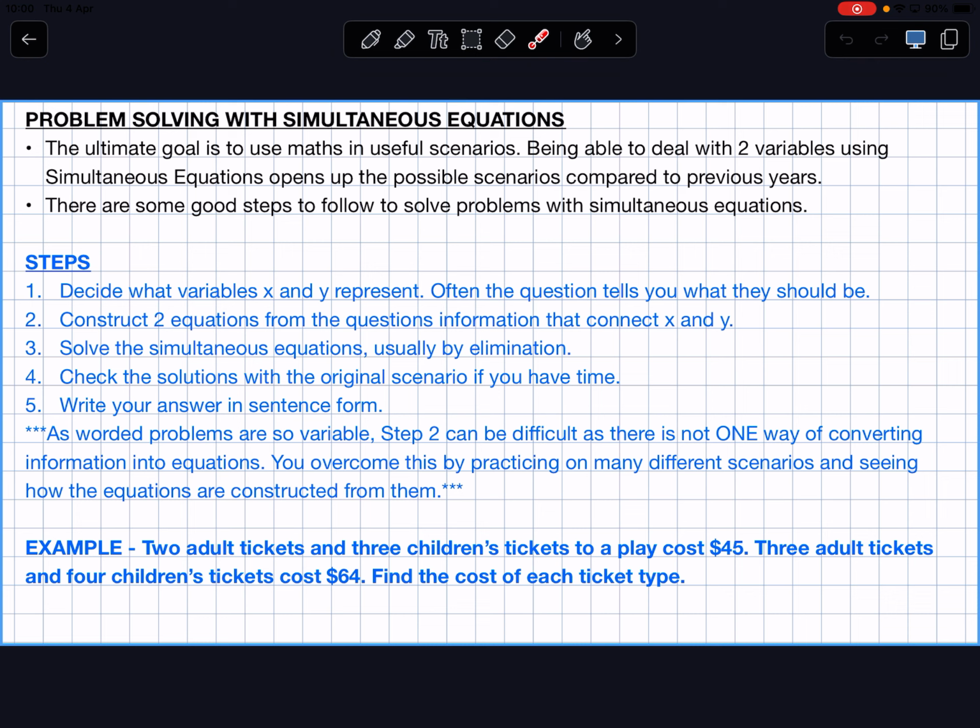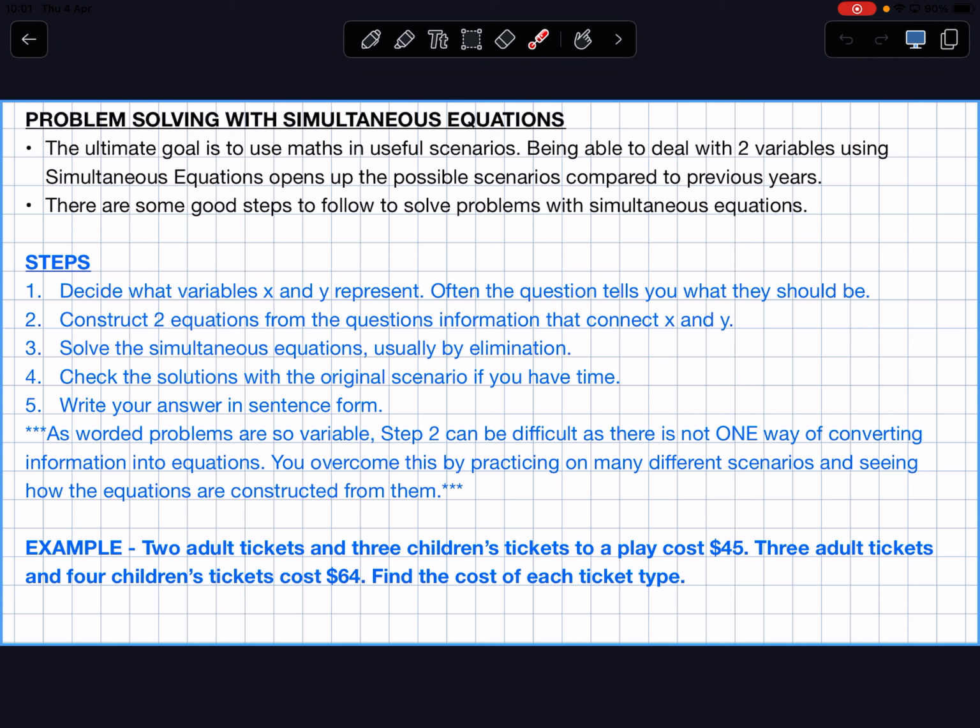And please, don't lose a mark because you didn't answer in sentence form. So if you get x is equal to 5, that doesn't mean anything until you say, oh, the sandwiches are $5 or something. You need to answer in the question context. Now, just as a disclaimer, as worded problems are so variable, step 2 can be difficult as there's not one way of converting info into equations.